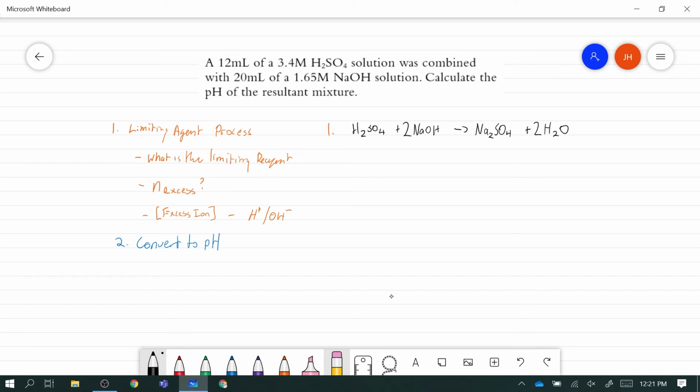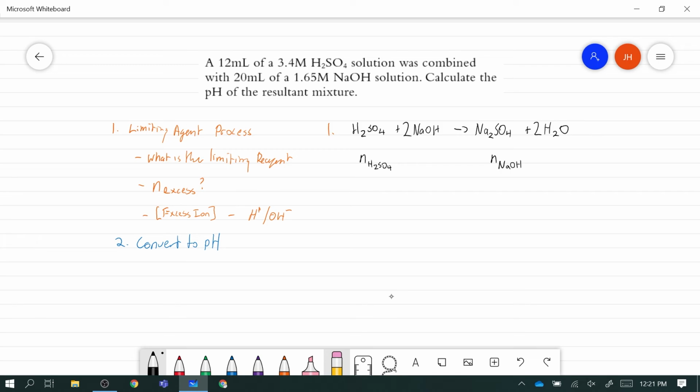What I then want to begin looking at is how much sulfuric acid and how much sodium hydroxide was present to begin with and available to react. Once we know that kind of information, we can then start to look at excess concepts.